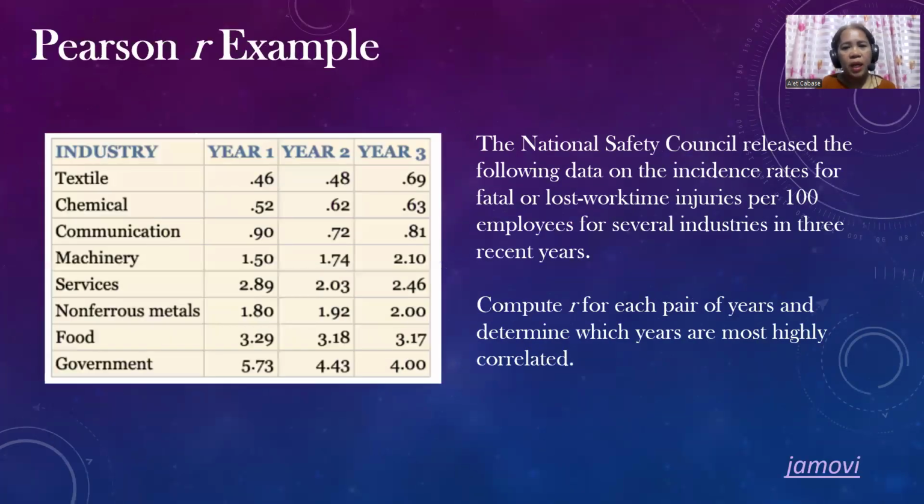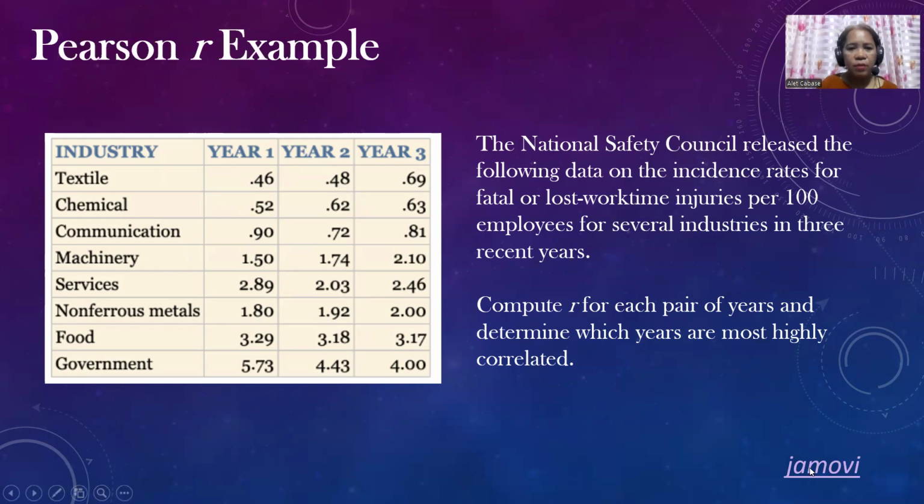So, for example, the National Safety Council released the following data on the incidence rates of fatal or lost work time injuries per 100 employees for several industries in 3 recent years. Compute R for each pair of years and determine which years are most highly correlated.